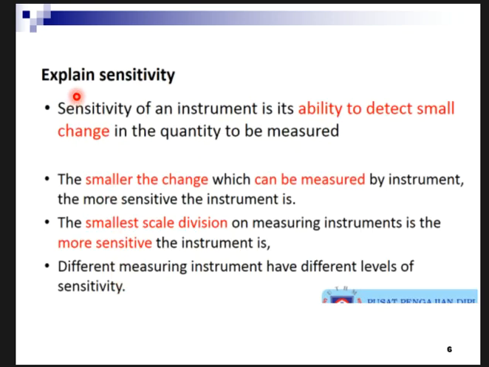Next, explain sensitivity. Sensitivity of an instrument is the ability to detect small changes in the quantity to be measured. The smaller the change which can be measured by the instrument, the more sensitive the instrument is. The smaller the smallest scale division on a measuring instrument, the more sensitive it is. Different measuring instruments have different levels of sensitivity.